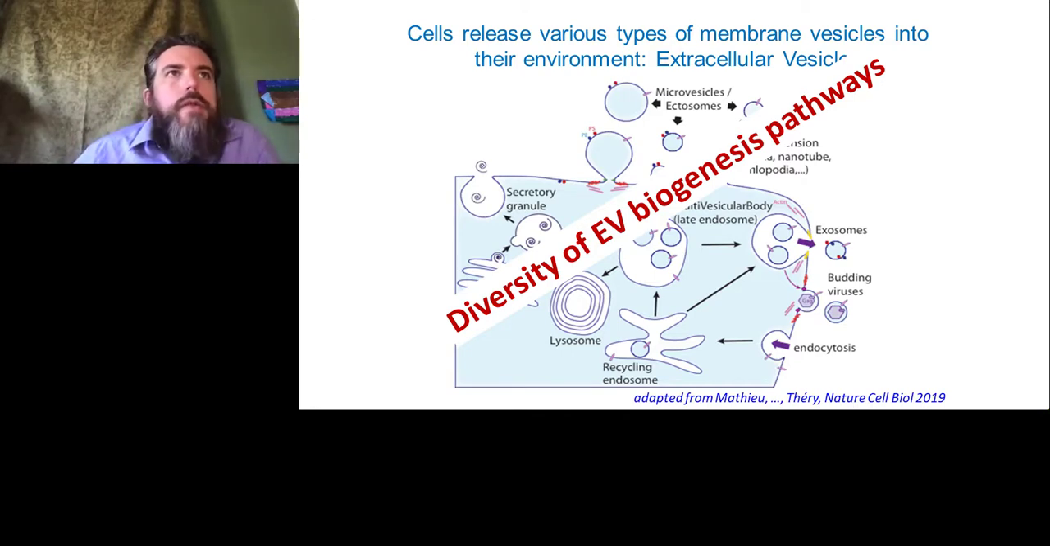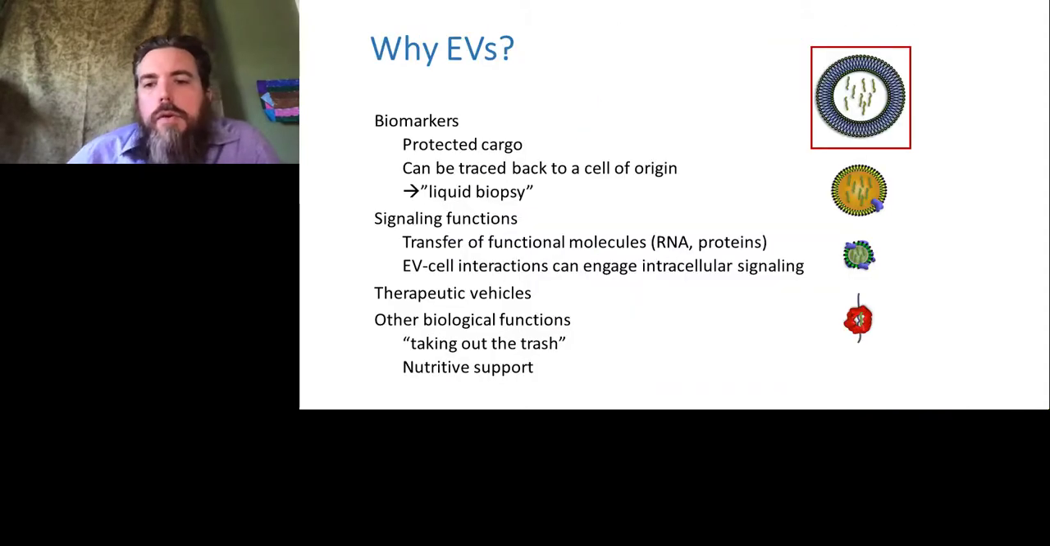Why do we study them? Why do we study them in neurodegenerative diseases? Well, there are multiple reasons. They are a source of biomarkers. So they protect the cargo, they protect their internal cargo with this phospholipid bilayer. And importantly, they can be traced back to the cell of origin. So I mentioned L1-CAM, or CD171, from the work of Dimitrios Kapogiannis.